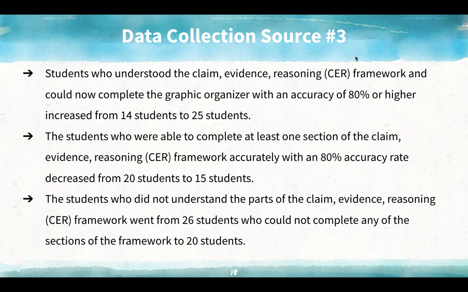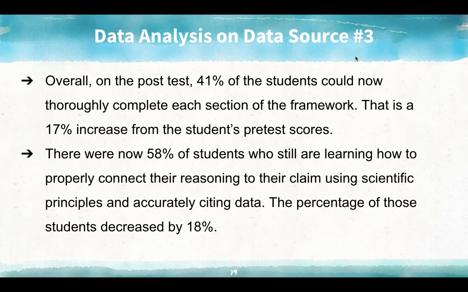The students who were able to complete at least one section of the claim, evidence, and reasoning framework accurately with an 80% accuracy rate decreased from 20 students to 15 students. And the students who did not understand the parts of the claim, evidence, and reasoning framework went from 26 students who could not complete any of the sections to 20. Overall, on the post-test, 41% of the students could now thoroughly complete each section of the framework, which is a 17% increase from the pre-test score.